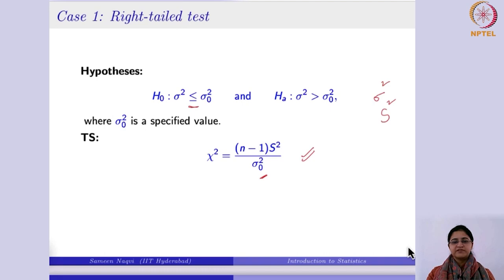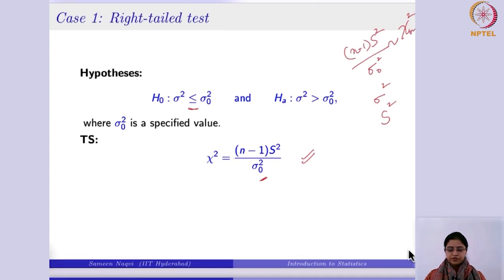So in all the cases, you might have seen that I have kept the equality sign in the null hypothesis because we actually want to calculate the test statistic under the null hypothesis. That is, you substitute that value. So that is why you have this, and this is the test statistic that we have been using earlier also. So n minus 1 times sample s square over sigma naught square, this would follow chi square distribution with n minus 1 degrees of freedom.